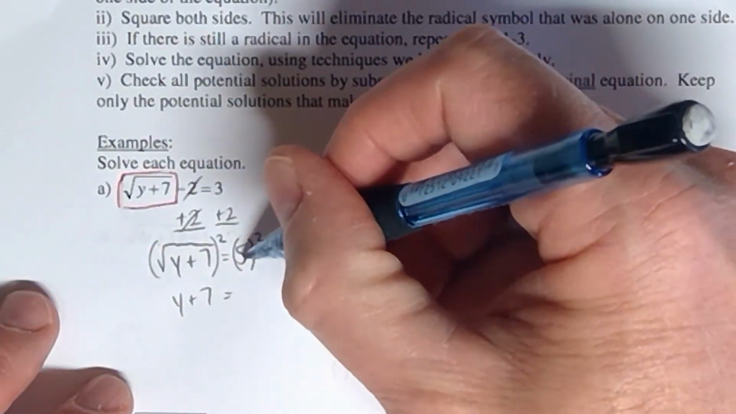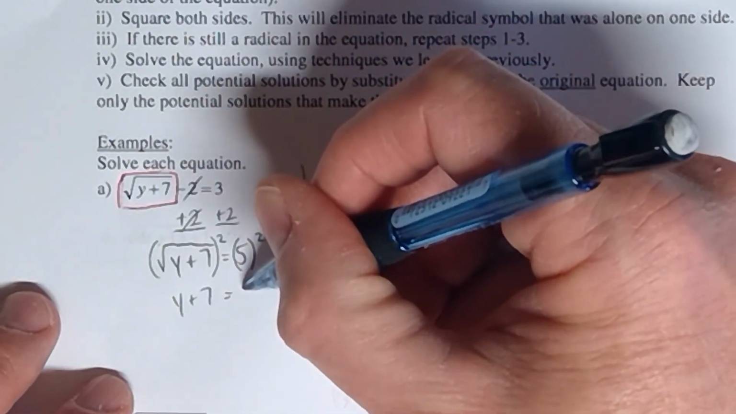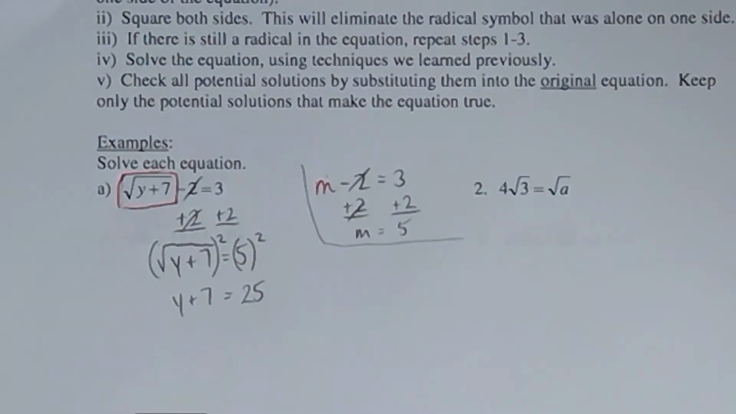On the other side of the equal sign, we square that too, and as you can see, 5 squared is 25. And so you see what happened here? We got rid of the radical, and we have a linear equation. That's what's going to happen every time.